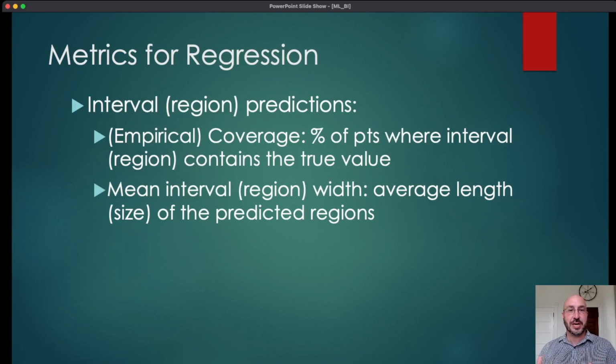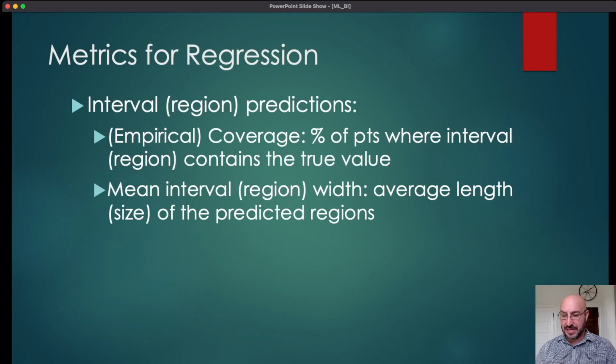So this is kind of a trade-off. You want to have small intervals that you're predicting, but you want them to cover the true value a lot of the time. And there's a trade-off there, obviously. As you make the intervals wider, they're going to catch more of the real points inside those intervals.